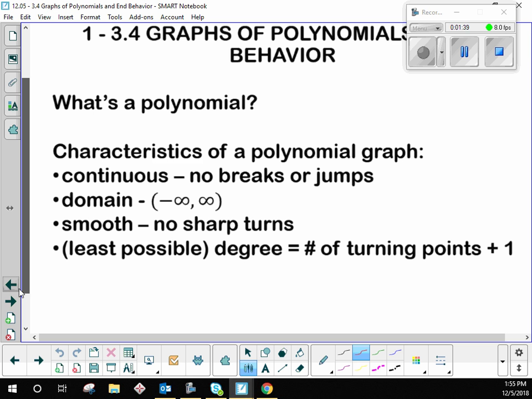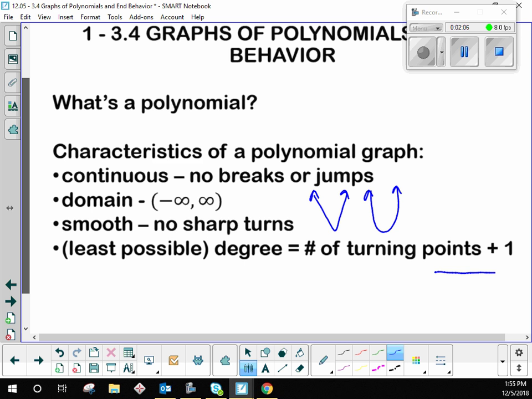Not for the range. Good question, just the domain. The graphs are smooth, meaning no sharp turns. Which parent function do we have that has a sharp turn? Right? Absolute value has a sharp turn. That is not something we would consider a polynomial graph, but something like this would be, right? Because it has a smooth turn.